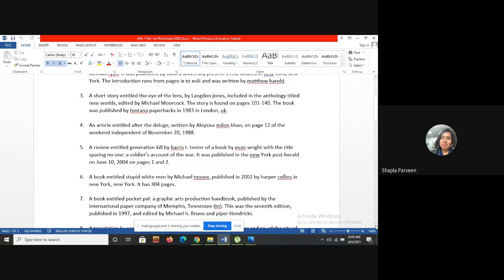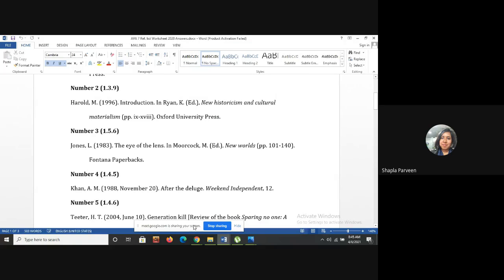Okay. So the author's name is given, the title of the article is given, the page number is given, and the name of that newspaper is given. For newspaper or magazine articles, remember the month and date are there. Okay, so let's look at the answer, number 4.